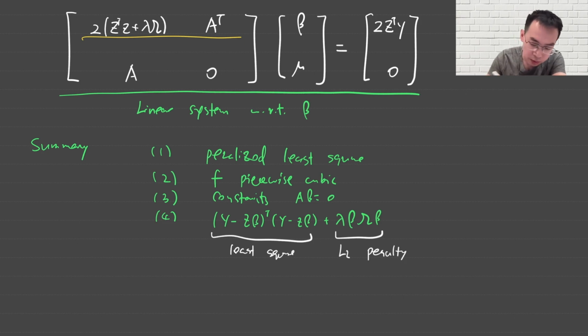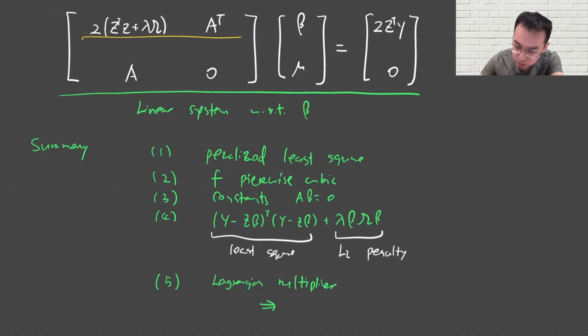And finally, this constraint problem can be solved with a Lagrangian multiplier, and that converts the problem into a linear system. Okay, so that's everything I want to talk about in this video. And for the next upcoming few videos, we're going to talk about kernel functions, and then we're going to revisit this smoothing spline again to see how kernel functions emerge from variational calculus.